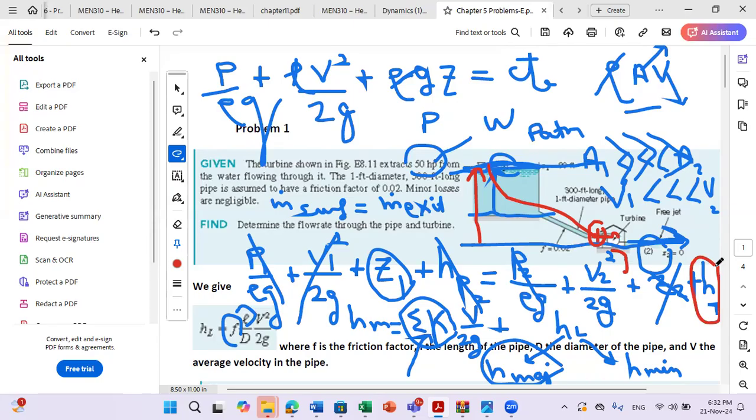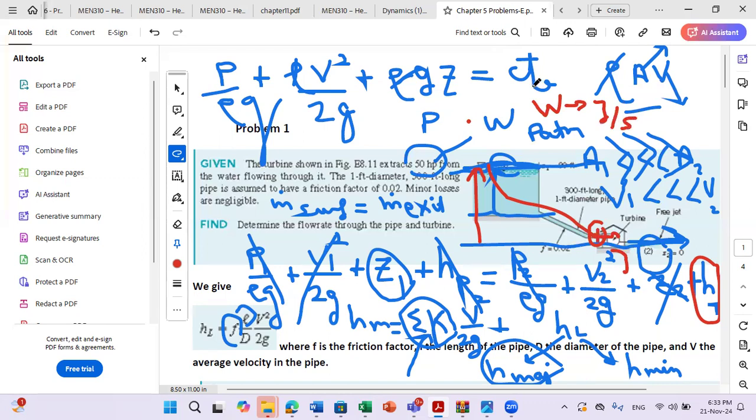Here, they asked it in a different way. They gave us the power extracted by the turbine, and they want us to determine what will be the mass flow rate within the piping system. Okay, so first, what is the relation between power and turbine head? It's very simple. All you have to do is to look at units. You know that the unit for power, as we said, is what? And what is joule per second?